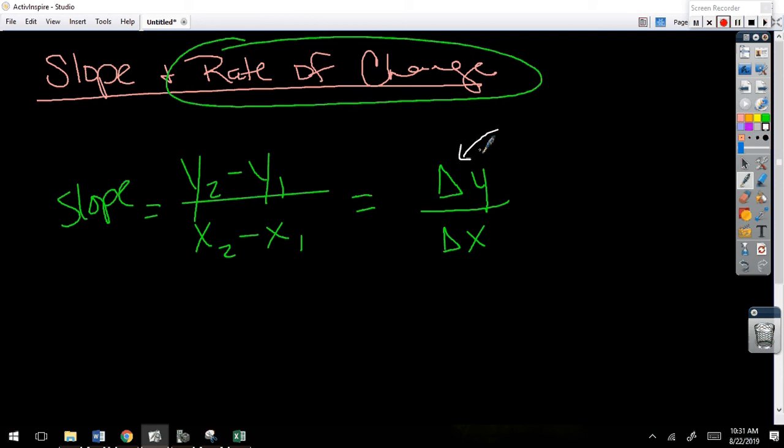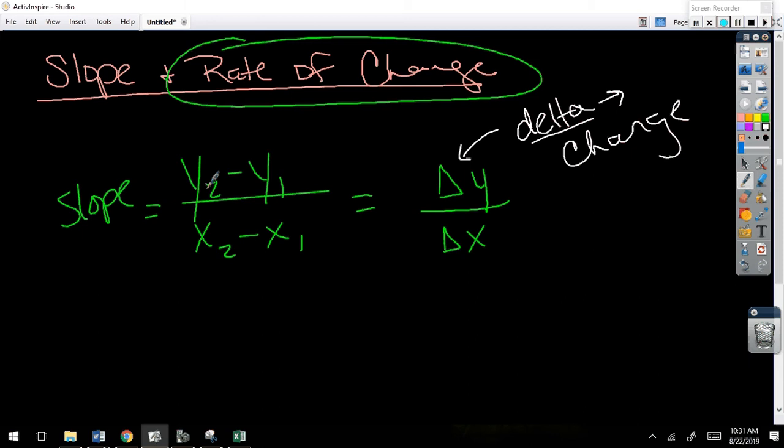Okay, so this is delta, that's what we say, and it means change in. So change in y divided by change in x, and it makes sense if you think about it, because remember, it doesn't matter if you do y2 minus y1 or y1 minus y2, as long as you do the same thing on the bottom, right? All right, so let's think about this.